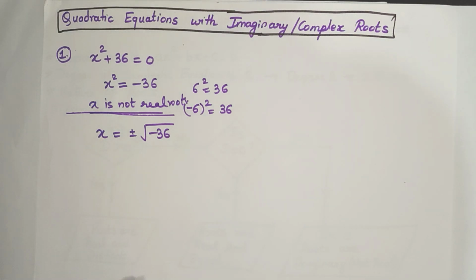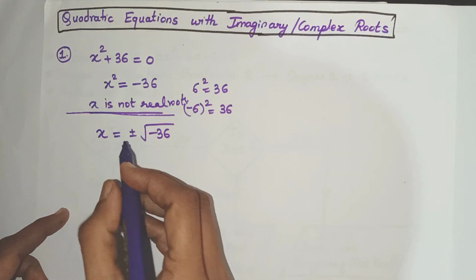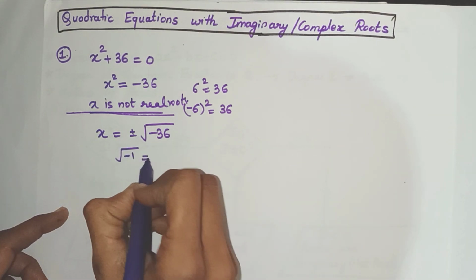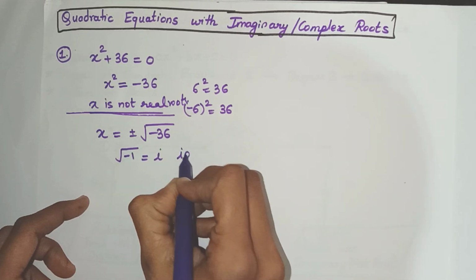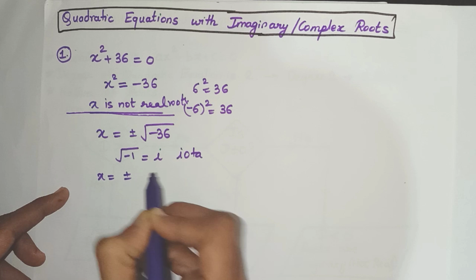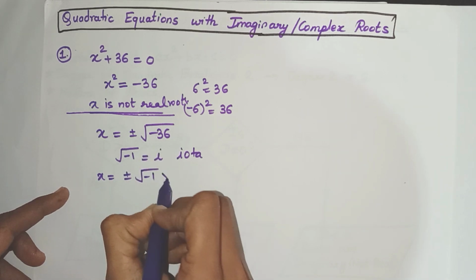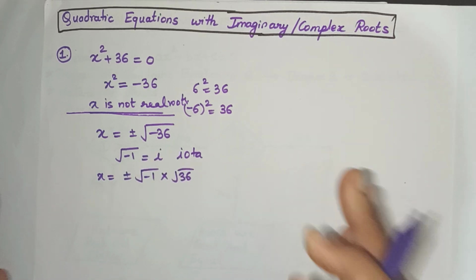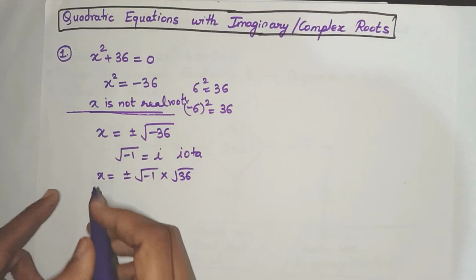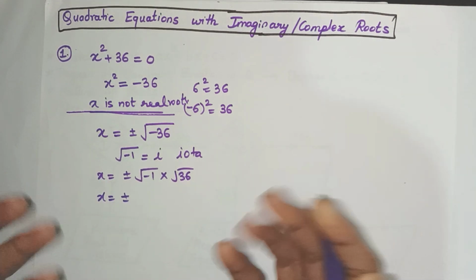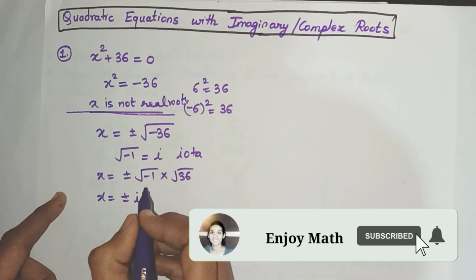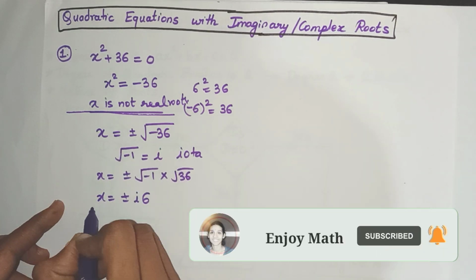Now we have all learned about complex numbers, I'm sure. What are complex numbers? Yes, square root of minus 1, we call it iota, or the imaginary number. So we are going to say plus or minus square root of minus 36. We are cleverly going to write it as square root of minus 1 into square root of 36. And now, yes, you have guessed it. I will write square root of minus 1 as i, and square root of 36, what is it? Yes, it is 6.